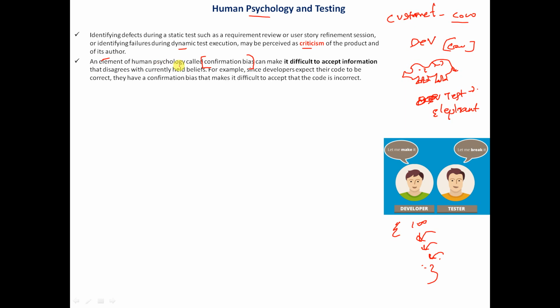That's what they try to mean here. An element of human psychology called confirmation bias can make it difficult to accept information that disagrees with currently held beliefs. So the belief I held makes it really difficult for me to accept information that is against me. Since developers expect their code to be correct, they have a confirmation bias that makes it difficult to accept that the code is incorrect.